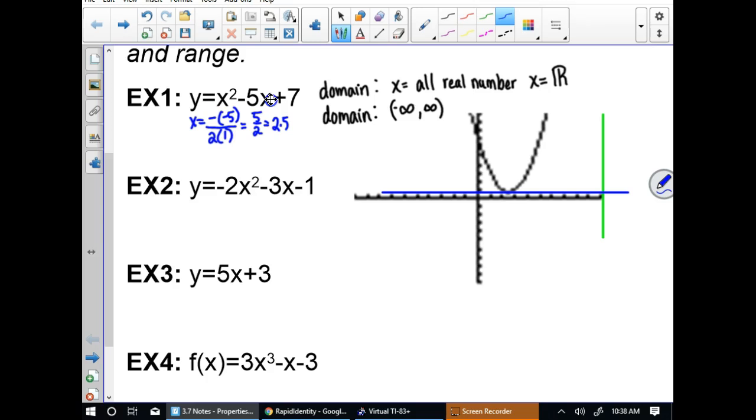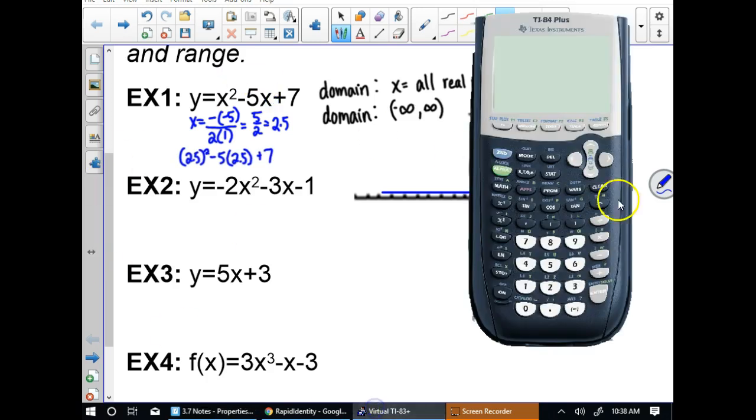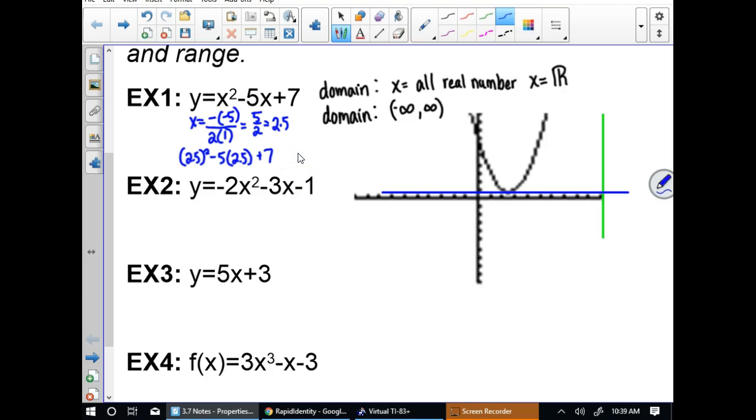Plug it in. So I plug in 2.5. I'll have 2.5 squared minus 5 times 2.5 plus 7. And we are going to just grab our calculator for that. 2.5 squared minus 5 times 2.5 plus 7. And we get 0.75. Okay, Philip guessed it right. So the lowest possible y value we can have is 0.75.